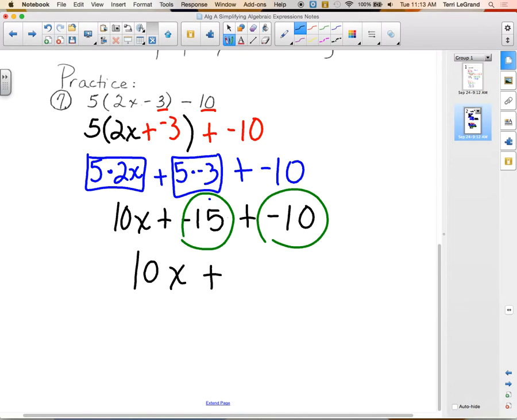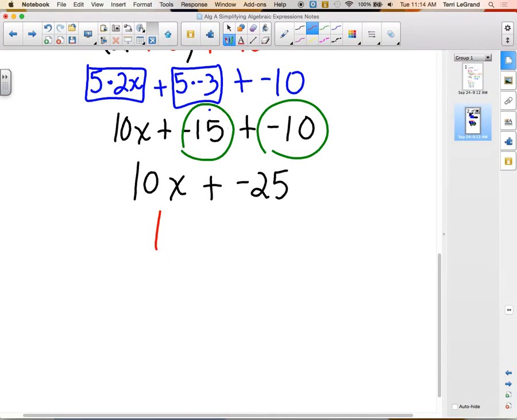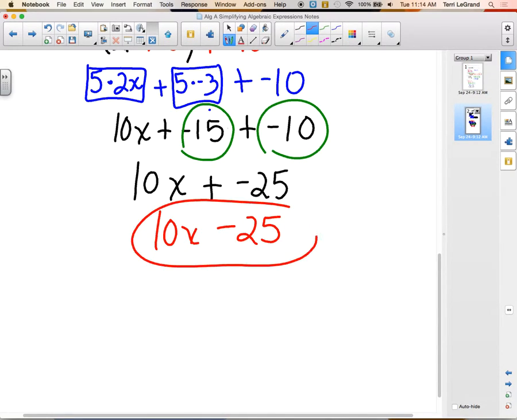Negative 25. Borrowed $15 from your older sister, then you borrowed another $10, and now you owe your older sister $25. Is that how we're going to see the answer in the answer bank? Devontae, how are we going to see it? 10x minus 25. 10x subtract 25. That's right. Okay.